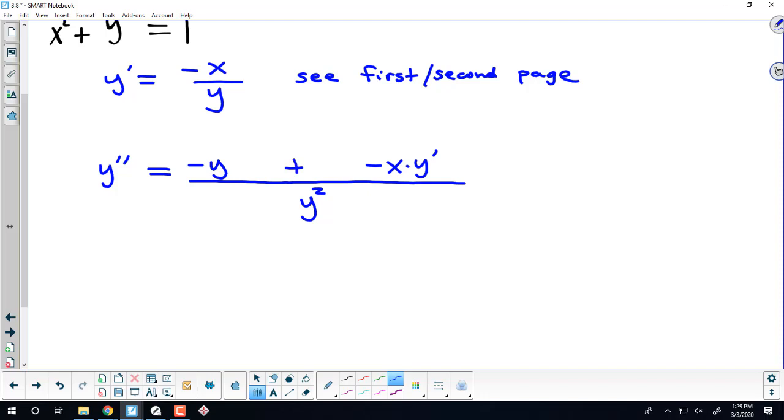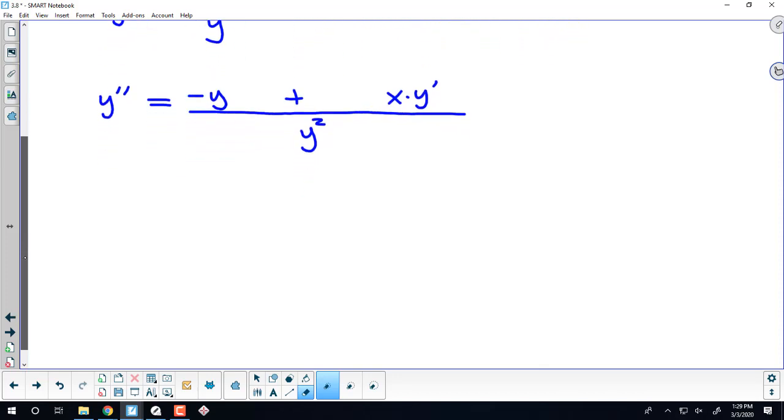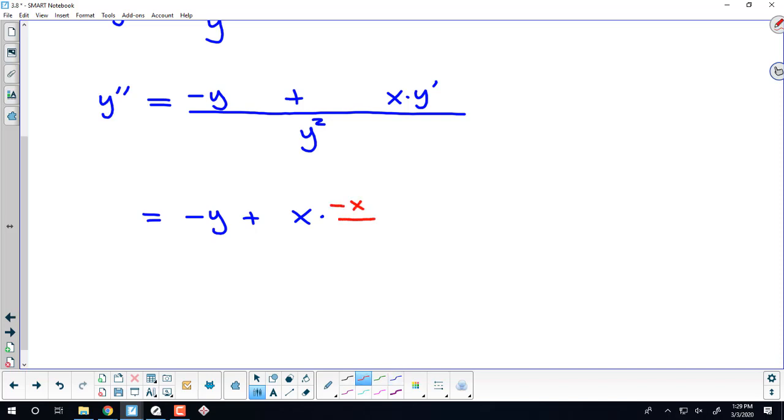Let's call this minus, we'll just call that plus. We don't want the first derivative there. We want the second derivative in terms of x and y only. The first derivative was simply negative x over y, so we rewrite that. We have negative y plus x times the first derivative, which was negative x over y, all over y squared. So there we have our second derivative. It's now only in terms of x and y, but we could simplify that a little bit.